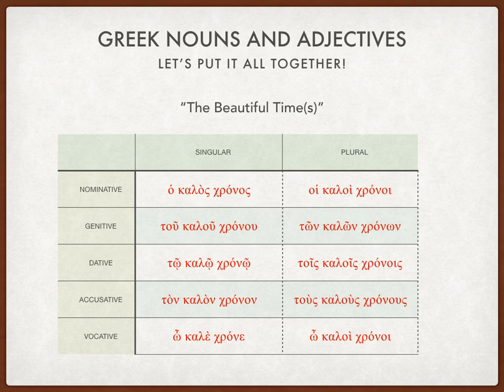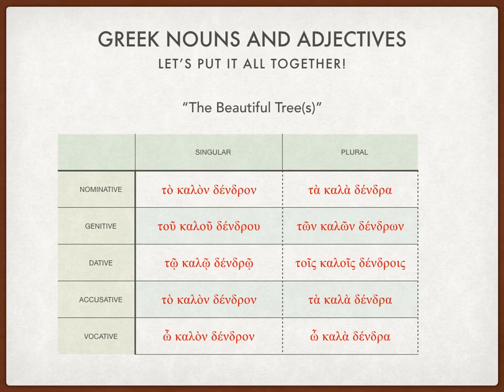Plural forms, hoi kaloi chronoi, the beautiful times, ton kalon chronon, of the beautiful times, tois kalois chronois, to or for the beautiful times, tous kalous chronous, if they're the direct object, and o kaloi chronoi, if I'm talking to beautiful times. So go back over this chart. You can repeat this part of the lecture if you need to. You also have the PDF of this for reference, but practice matching nouns and adjectives to the definite article. They all have to agree in gender, number, and case.